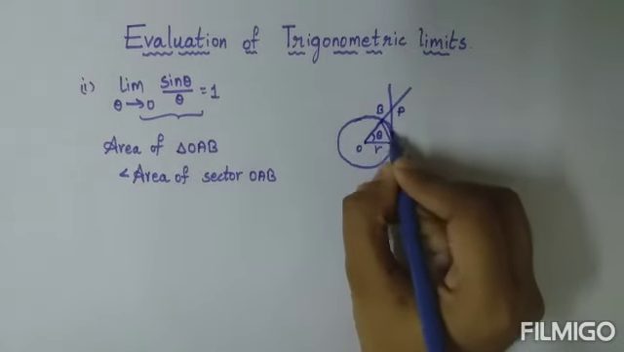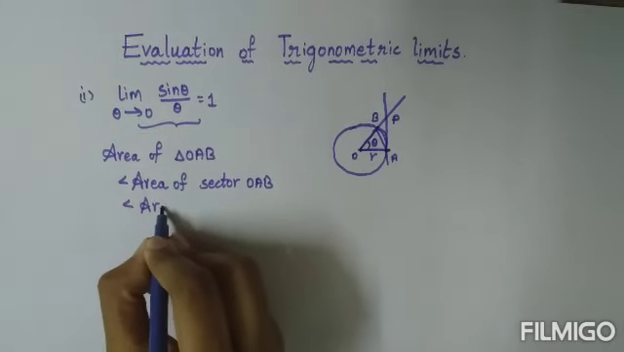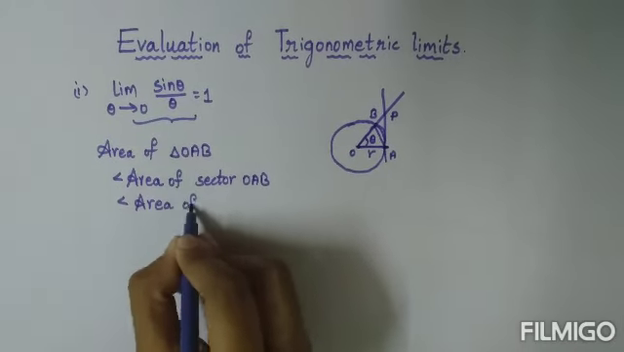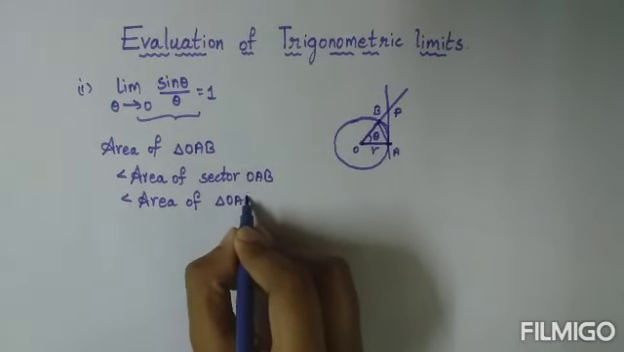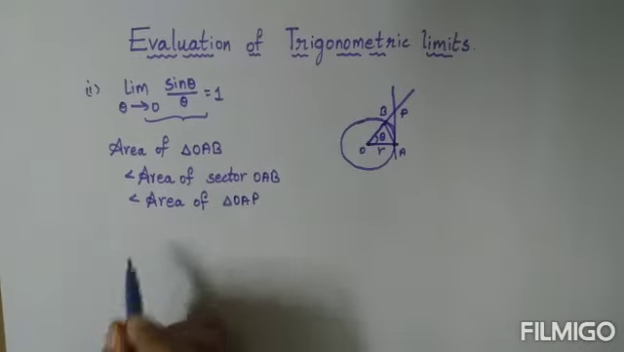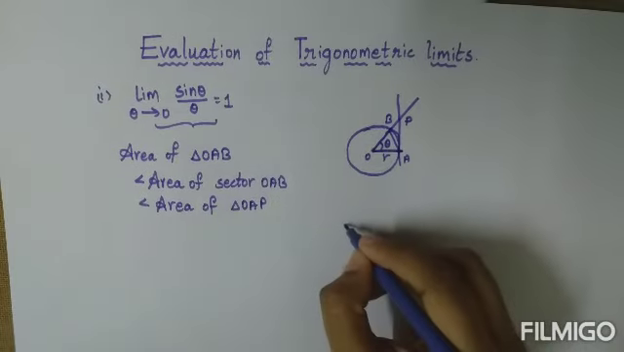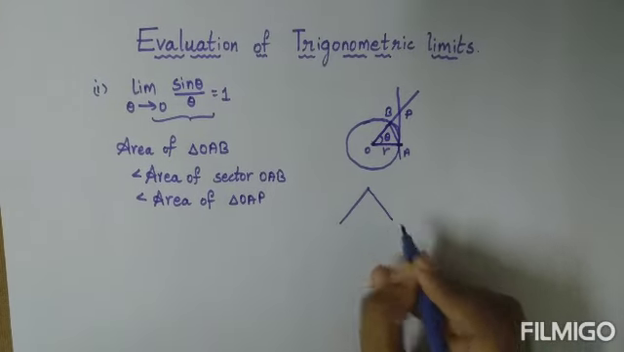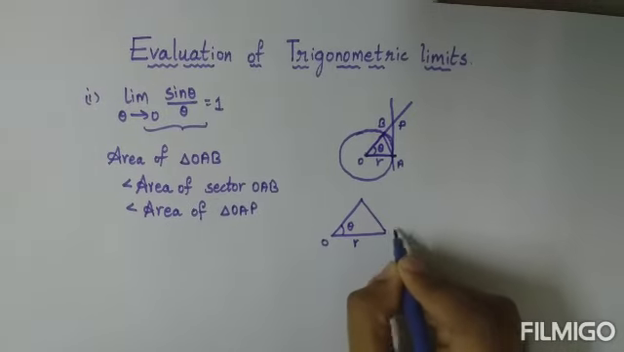This sector is always less than the area of triangle OAP. Right? This is for sure. Now let us expand this. What is the area of triangle OAB? We know this as R and this as theta.